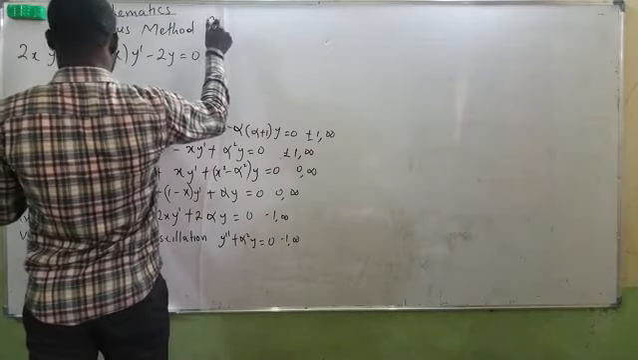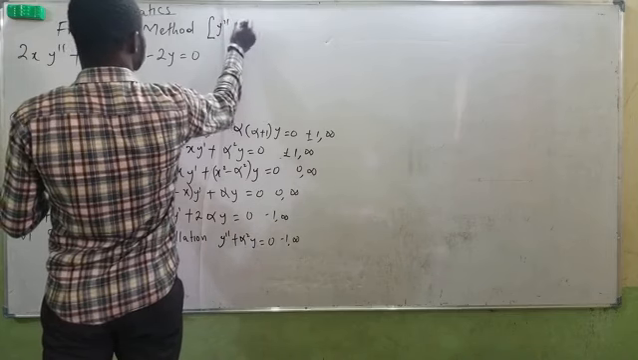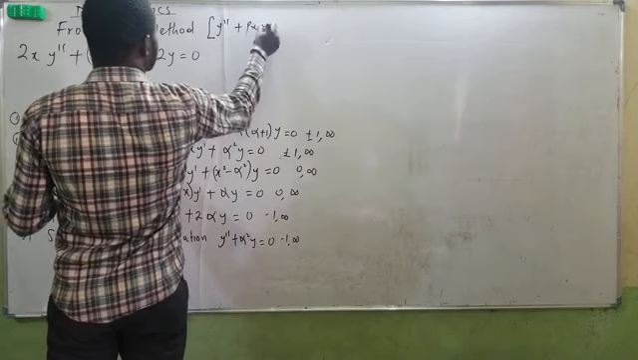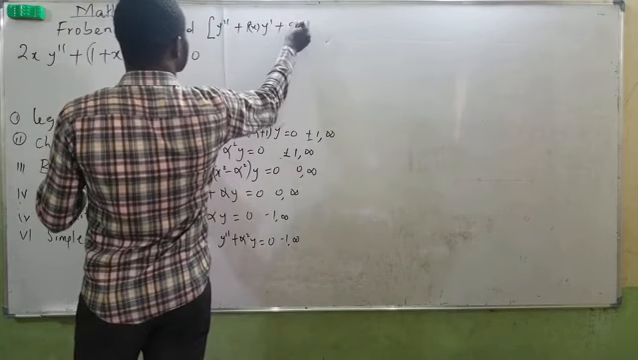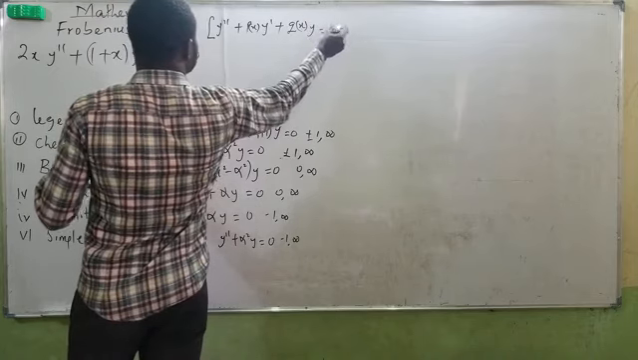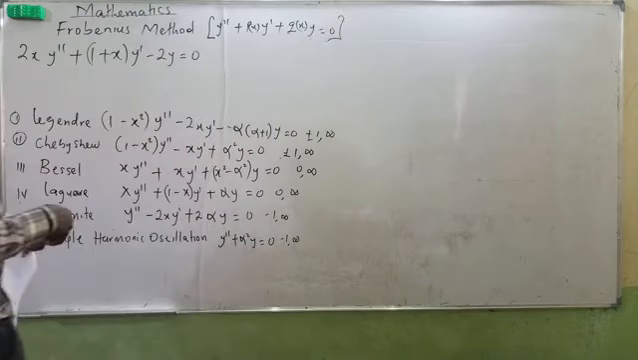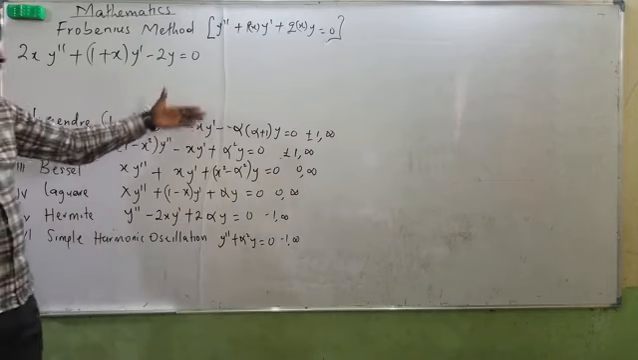y double prime plus p of x y prime plus q of x y equals 0. Please take note of this. That is what we are talking about on the Frobenius. Now, when you talk about Legendre, this is how Legendre looks like. Please take note of this.